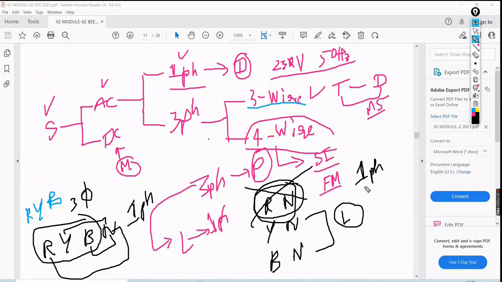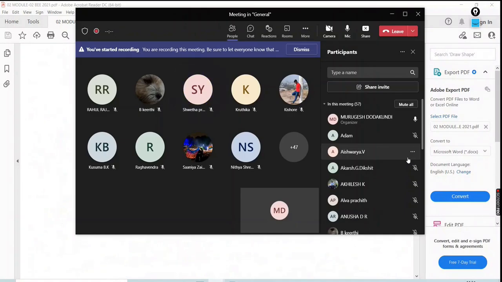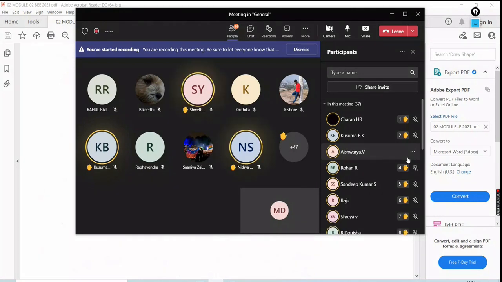Is this clear, everyone? Kindly raise your hand. Yes, sir. With respect to the electrical power supply, is this clear? Raise your hands. Because from next lab onwards, this must be known by you. Only 20 people are listening. What about the others?